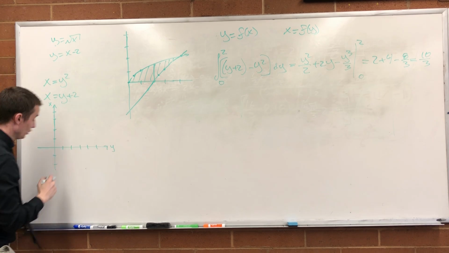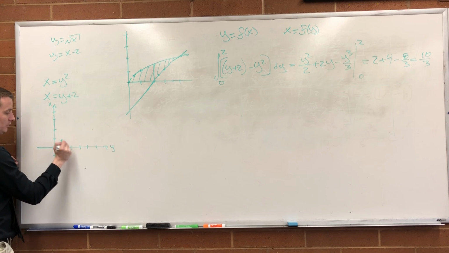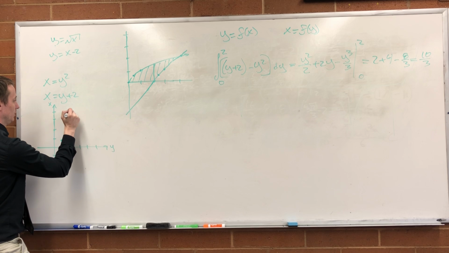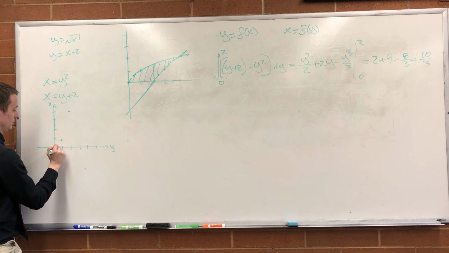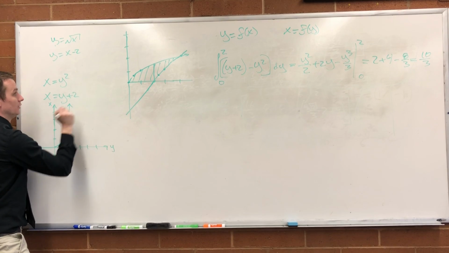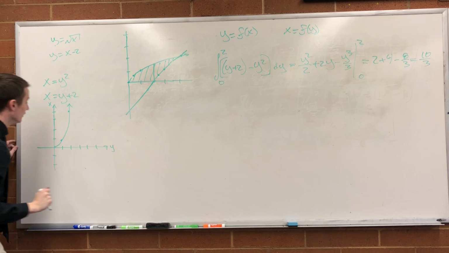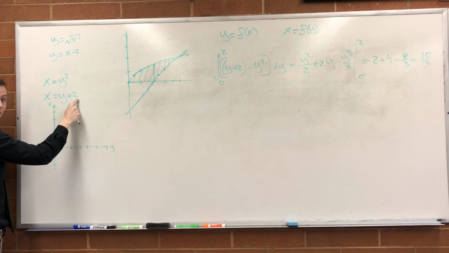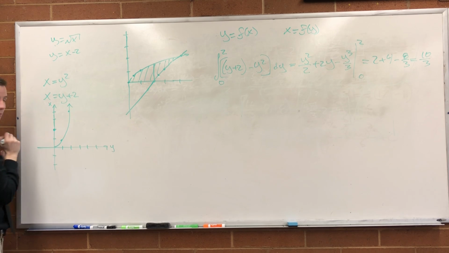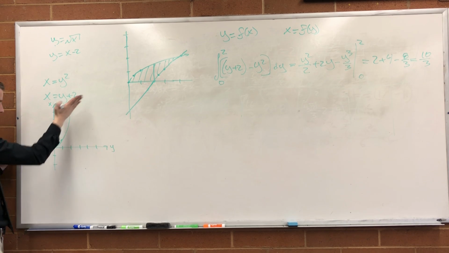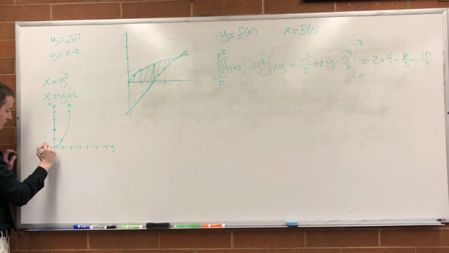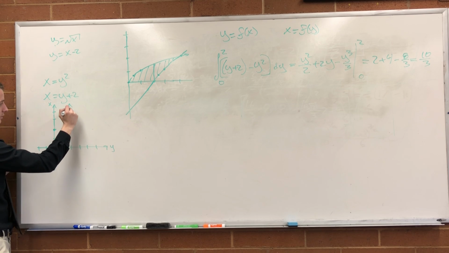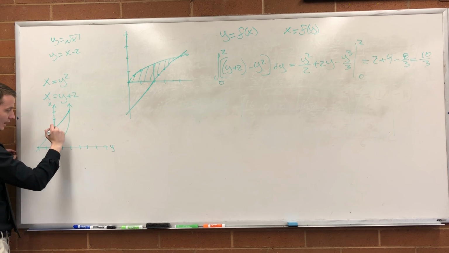Let's graph this. When y is 1, x is 1. When y is 2, x is 4. That is this curve. And now we have x is equal to y plus 2. The x-intercept is 2, and we get a slope of 1. Oh, I see. And we're calculating this area.